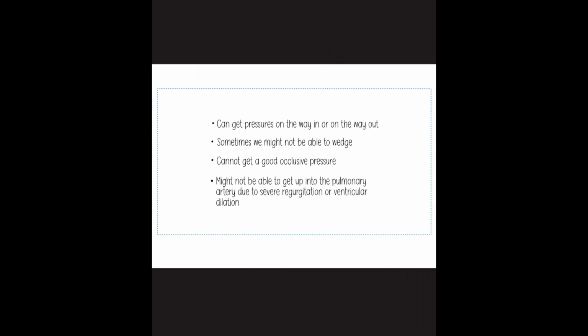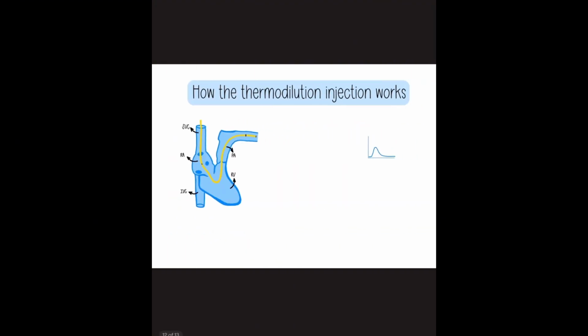For the order in which the procedure goes, you can get pressures on the way in or on the way out. Some physicians prefer one way or the other, but sometimes if it's very easy to float and we automatically get into the PA, we might get pressures on the way out, and we're going to take advantage of the fact that it went up into the area we wanted it to. Sometimes we might not be able to wedge at all, or not even get a good occlusive pressure. It could be because there's a lot of regurgitation going on in the valves and we can't get into position. It might be because there's some dilation in the pulmonary artery, so we can't get to a branch small enough to get that occlusive pressure, and that's okay. Sometimes you can, sometimes you can't. You don't want to force it.